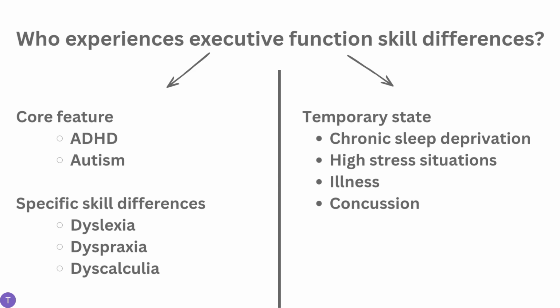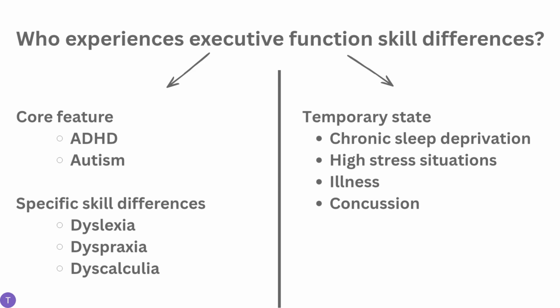We know that these differences are a core feature of neurodiversities like ADHD and autism. There is really strong research to suggest that around 80% of children with ADHD have executive function skill differences. The research for autism isn't quite as clear, but it indicates somewhere around 60 to 70%. We also know that there tend to be specific skill differences in conditions like dyslexia, which sits at around 60 to 70% as well, dyspraxia, where the executive function skill differences are found in about 92% of children. So that's really high. And dyscalculia.